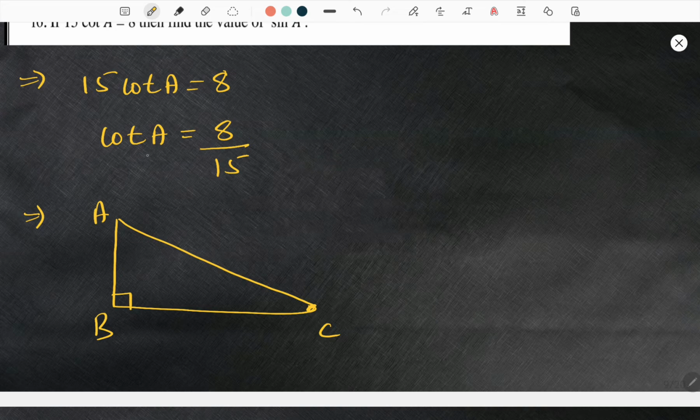So what do you mean by cot? Cot is the opposite of tan, no? What is tan? Opposite divided by adjacent, and cot means adjacent divided by opposite. So what is the adjacent? 8. What is the opposite? 15. So we got this as 8 and this as 15.